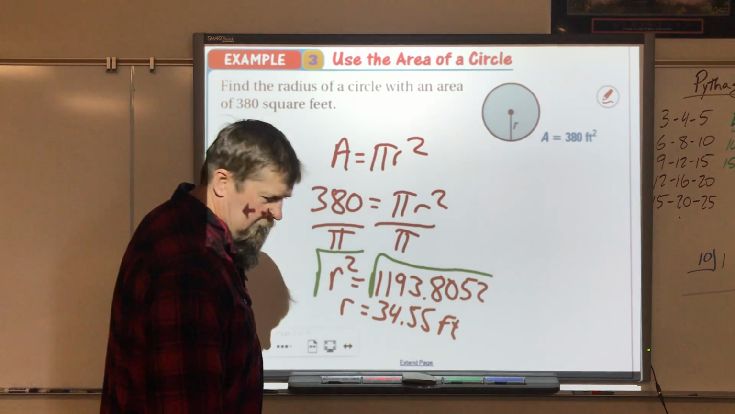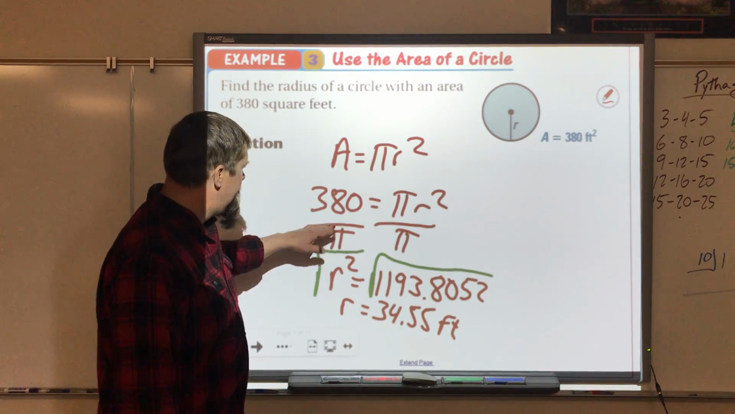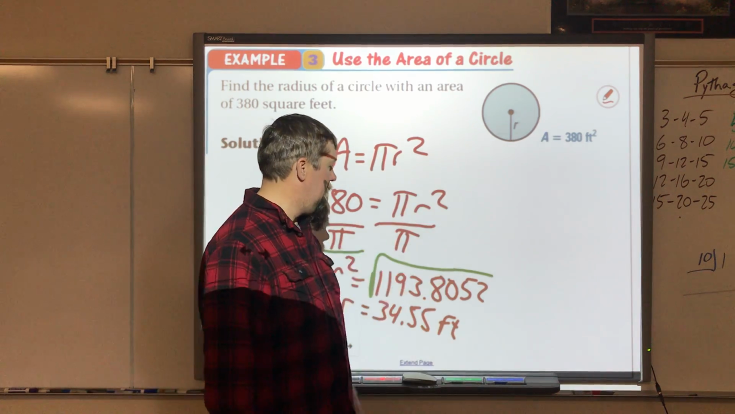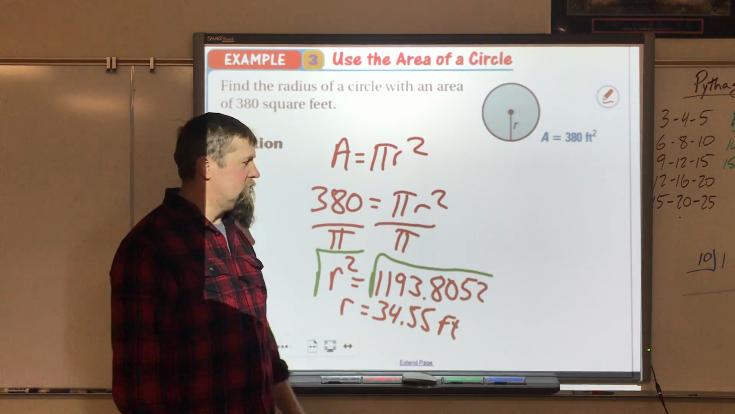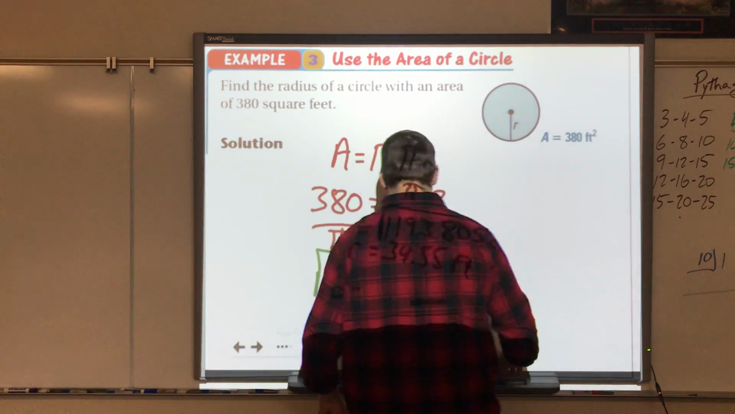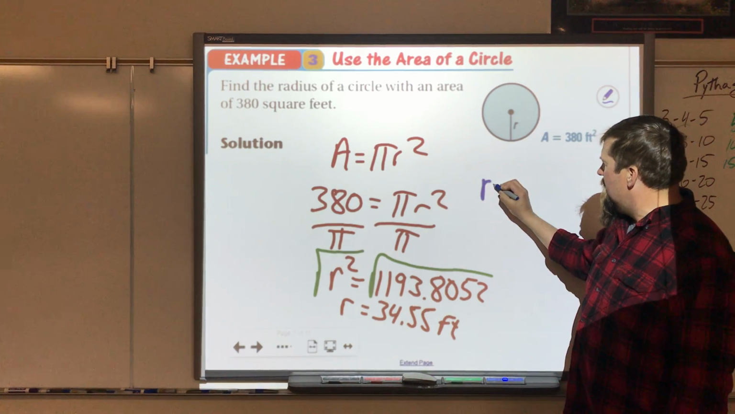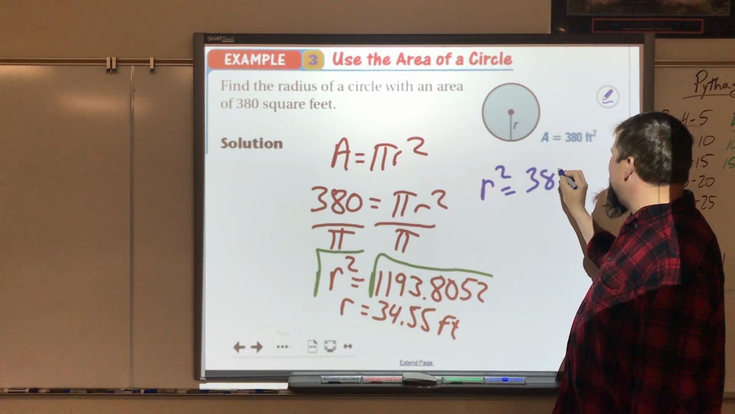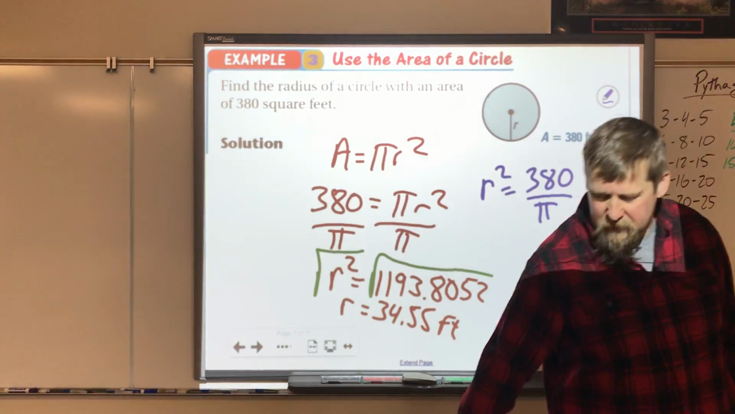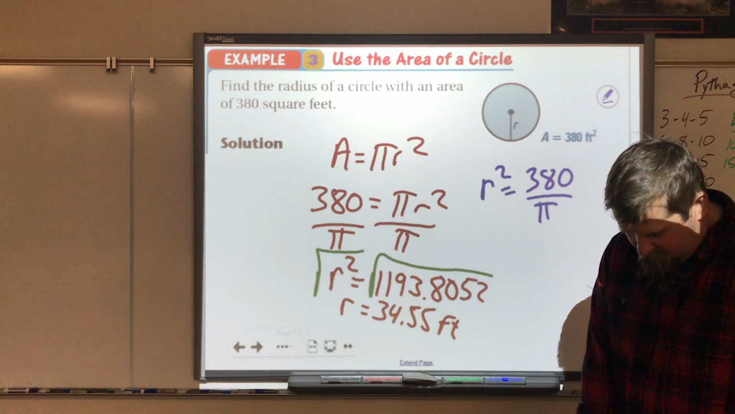Something's not right here. I did something wrong. Oh, I multiplied by pi instead of dividing by pi, because that didn't make sense to me. That was too big of a number. So I realized that something was wrong, and I need to fix that. When I got r squared equals 380 divided by pi, I didn't catch it at first, but I accidentally multiplied by pi. So let me start over here.